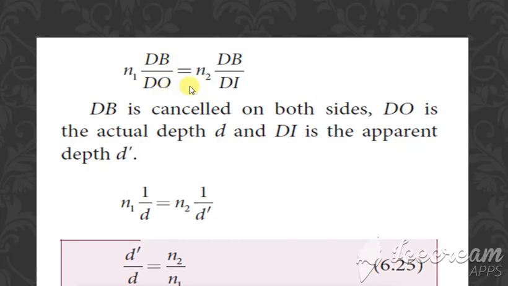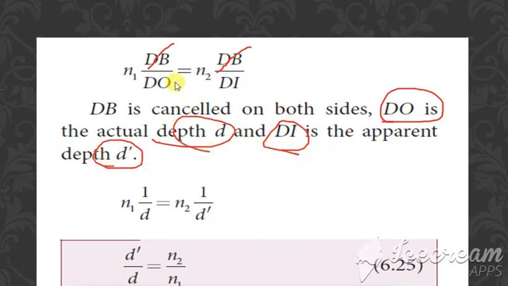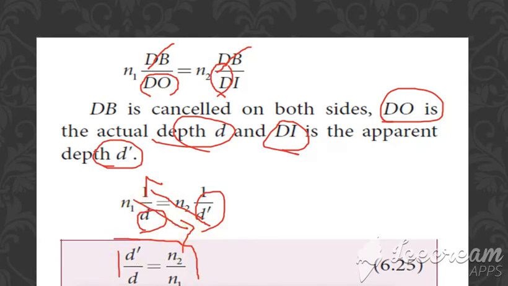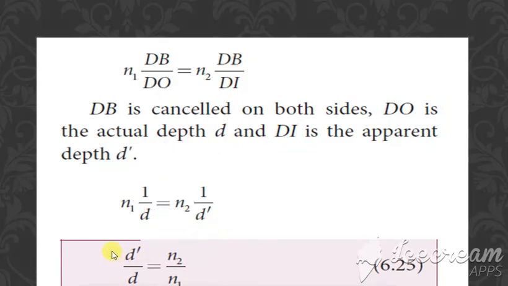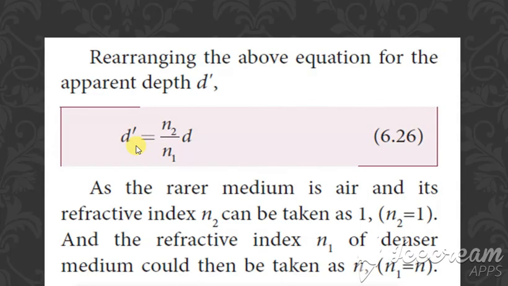DB divided by DO is equal to N2 into DB divided by DI. Now on both sides the value of DB gets cancelled, and DO is D, and the value of DI is D dash. So instead of DO we write D, and instead of DI we write D dash. Now bring this term to this side. N1 we are bringing here. So D dash divided by D is equal to N2 divided by N1. This gives you a formula for depth. Clear? This can also be written as D dash is equal to N2 by N1 into D.